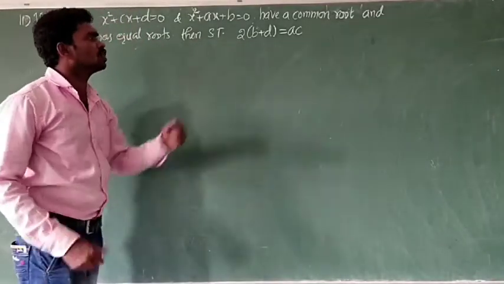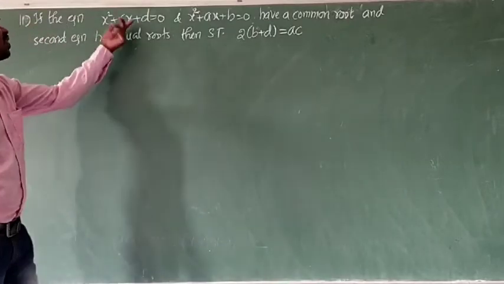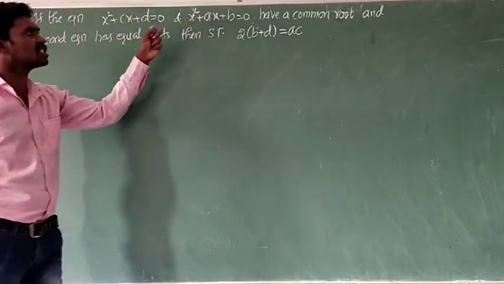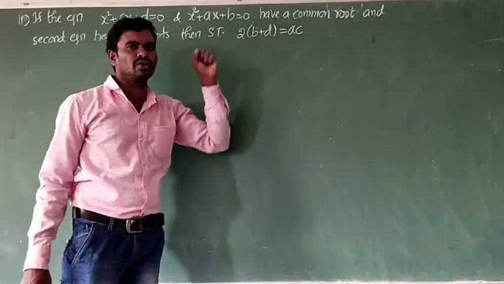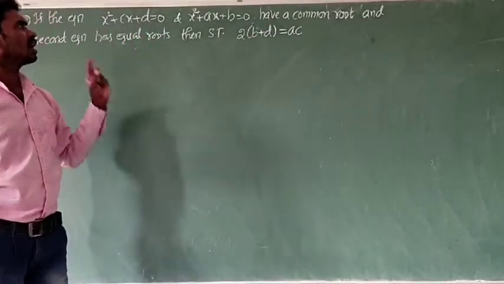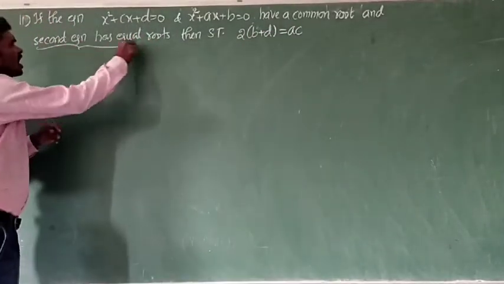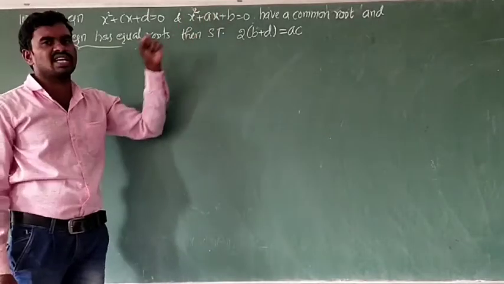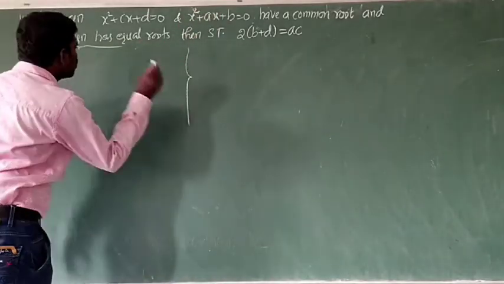Okay, the given information is two quadratic equations, and both equations have a common root. This is one of the conditions given. And the second condition is the second equation has equal roots. What is the second equation? This one has equal roots. So here two conditions are given.